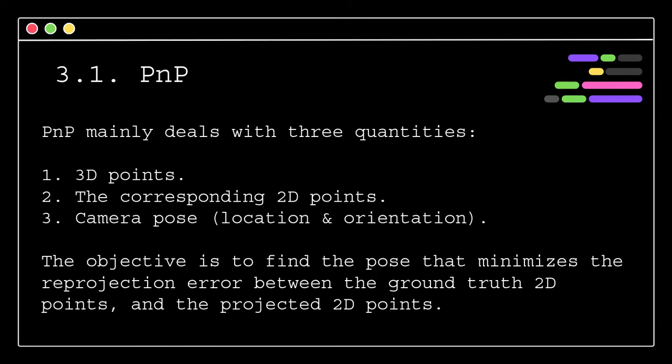PnP revolves around three ingredients: 3D points on the object, their corresponding 2D positions in the image, and the camera pose that produces them. The goal is to find the pose that best projects the 3D points back into the 2D image, minimizing the reprojection error between the actual 2D points and the projected ones.